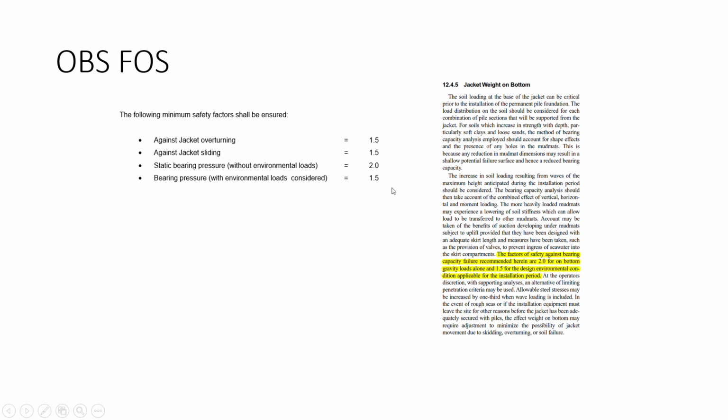Here there is no 100-year wave or 1-year wave; this will be all installation wave, that's all. So overturning will be 1.5, and sliding should be 1.5. For static without environment, meaning only the dead weight of the jacket, it should be 2. And for bearing pressure, with environmental load, with wave load, you should have 1.5. This is the factor of safety. This much minimum factor of safety you should have in order to qualify the on bottom stability.